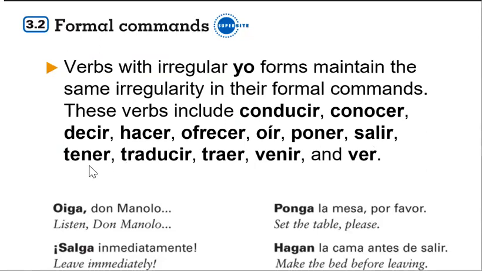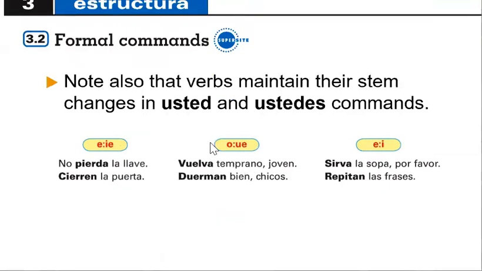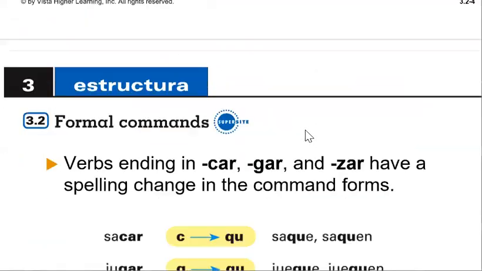Salir, salgo, tener, tengo, traduzco, traigo, vengo, veo. So that irregularity that happens here is going to keep when we have the usted commands and ustedes commands, just instead of an O at the end, we're going to have the opposite vowel, or ustedes will have opposite vowel plus N. So we talk about the stem change. If it has a stem change in the yo form, it'll have the stem change in usted and ustedes.